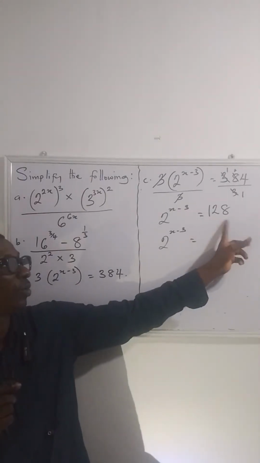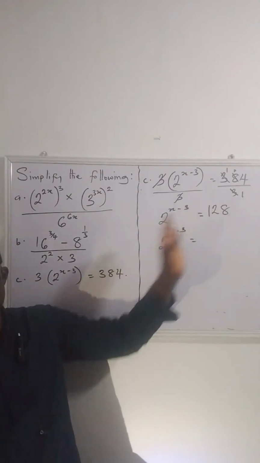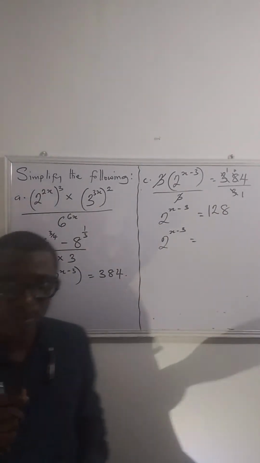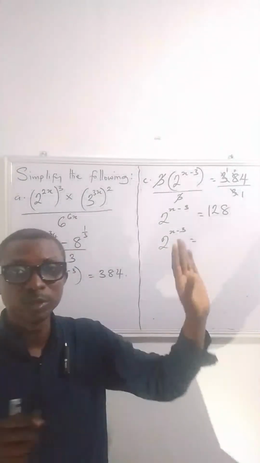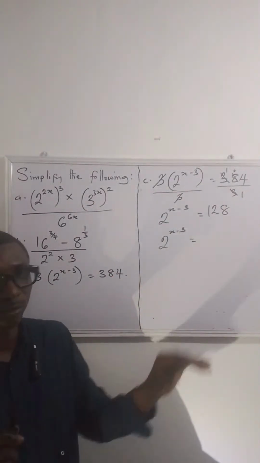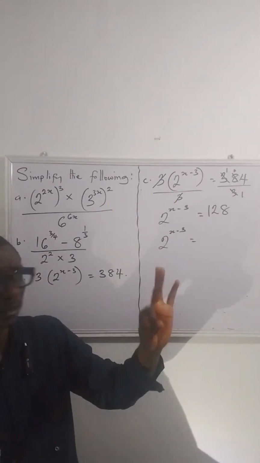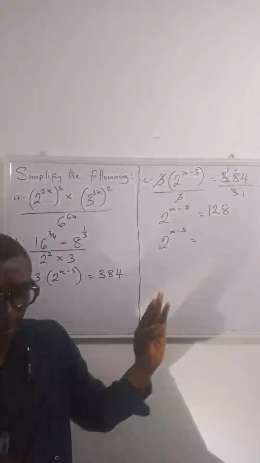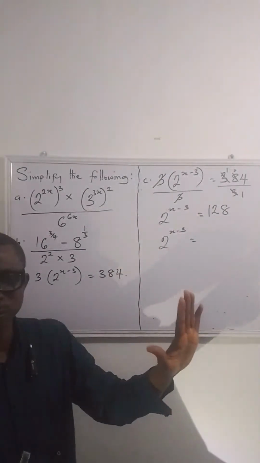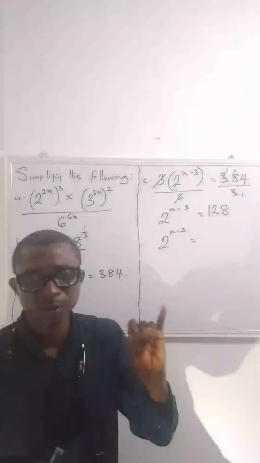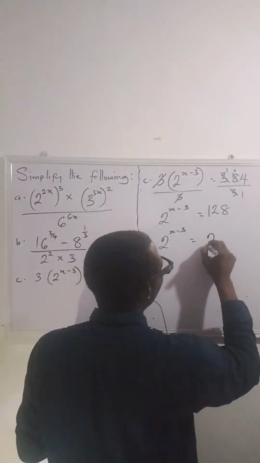So now we begin to look at it. How many 2s are we going to multiply together that will give us 128? I think that's going to be 7. Now let us confirm to be sure that it's going to be 2 raised to the power of 7. 2 times 2, that is 4. 4 times 2, 8. 8 times 2, 16. 16 times 2, 32. 32 times 2, 64. 64 times 2, 128. You can see that is 7. So we have 2 raised to the power of 7.